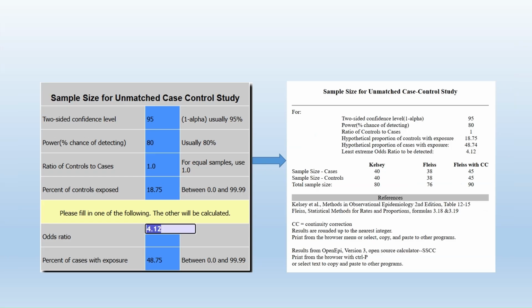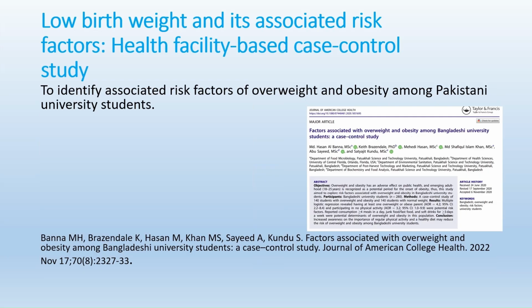We open the unmatched case control study format and put the values: percent of controls exposed, which is 18.75, and percent of cases with exposure, which is 48.75.